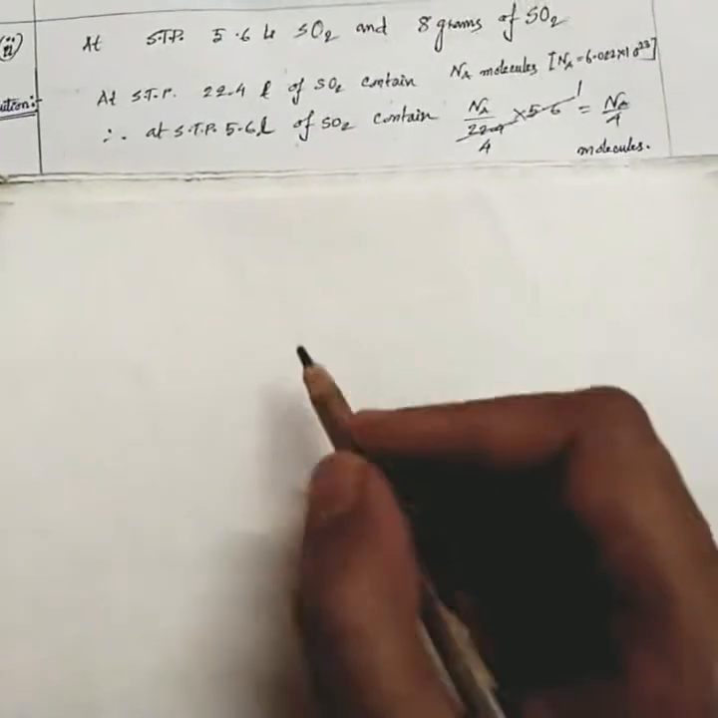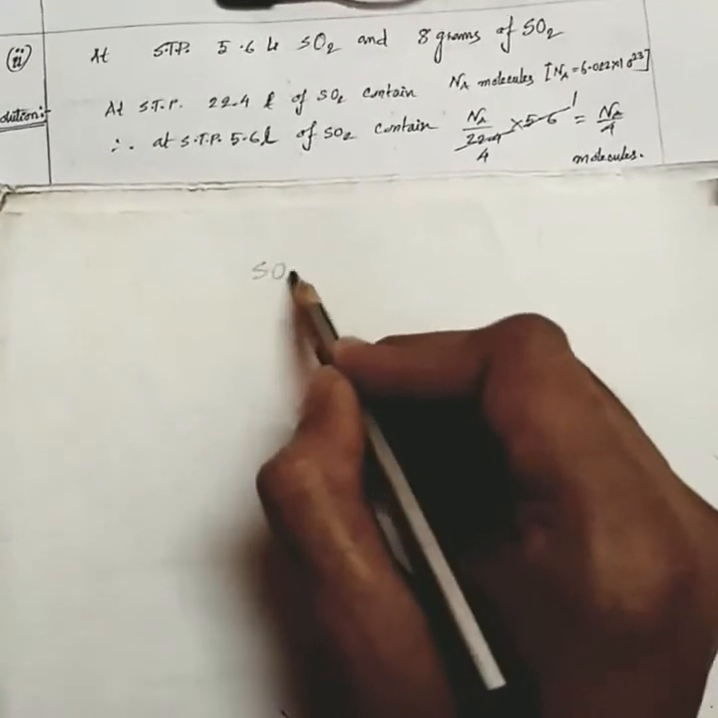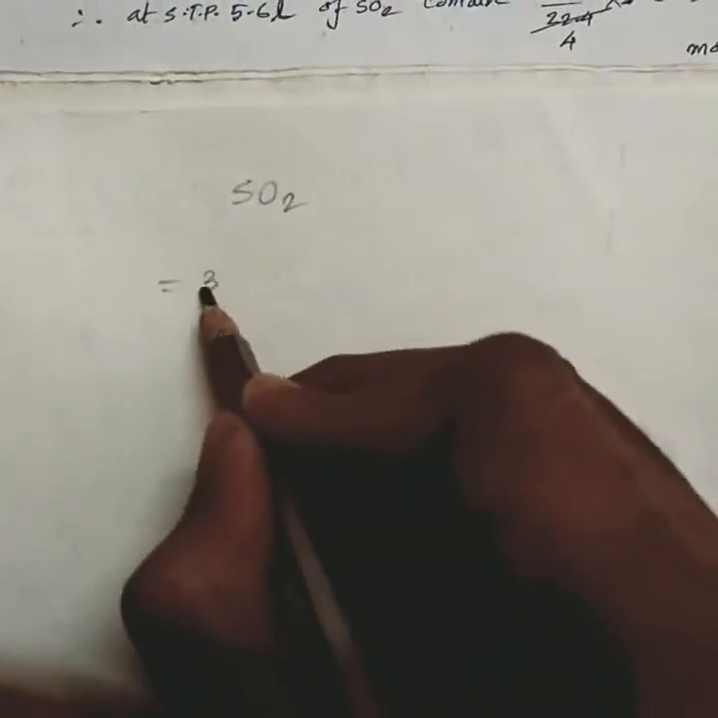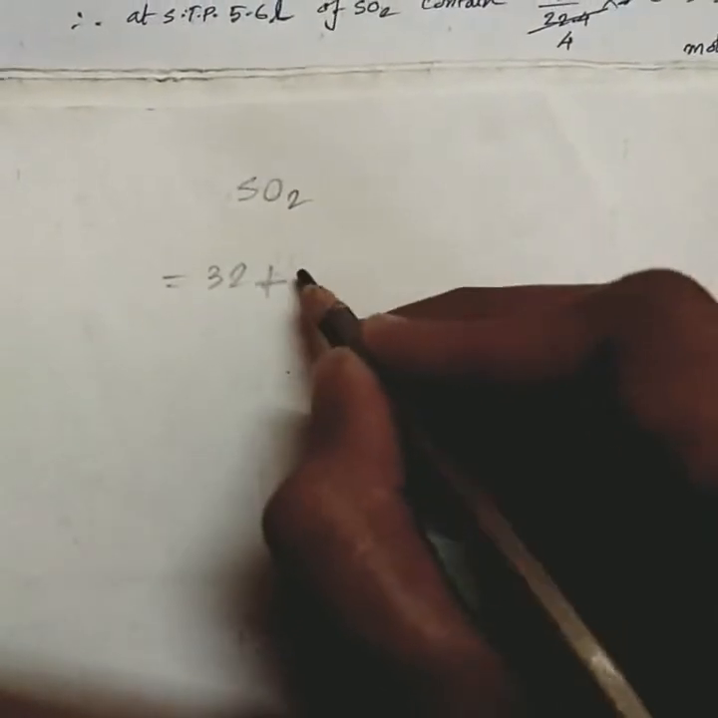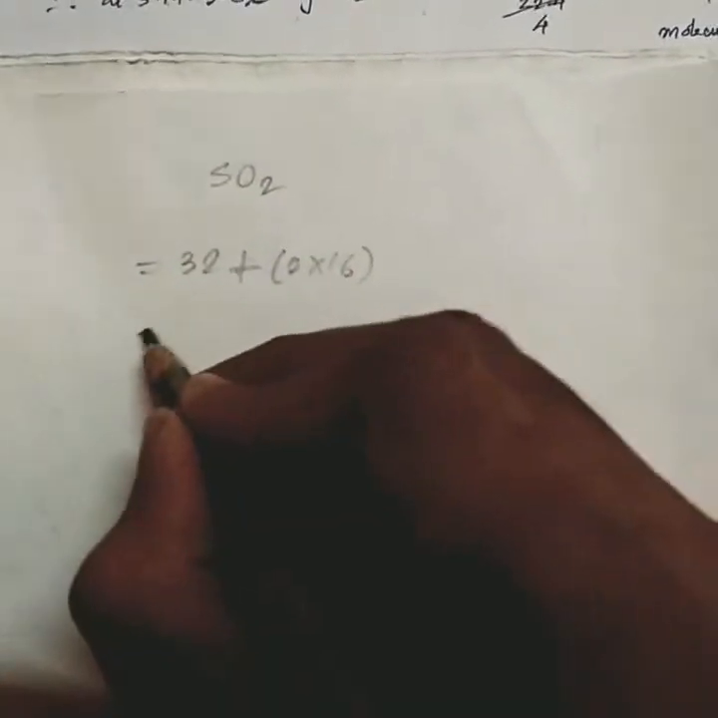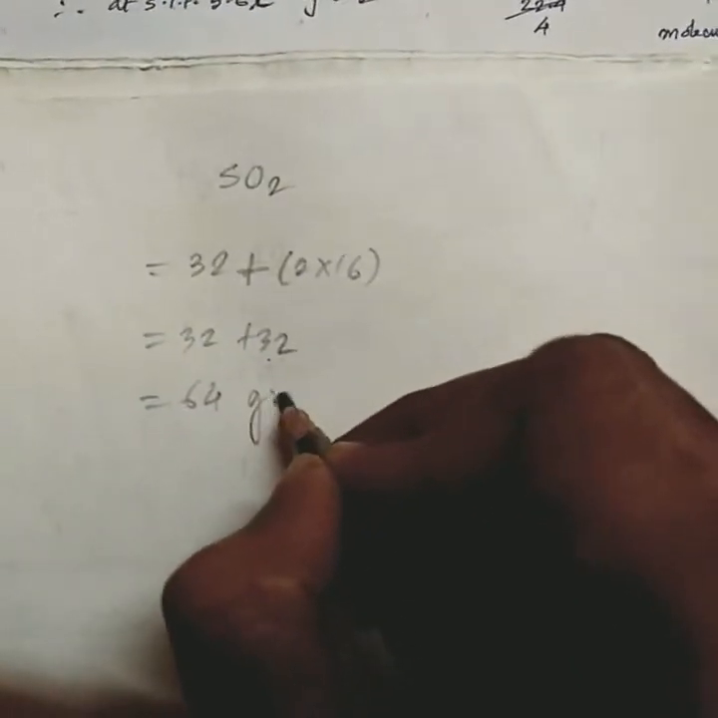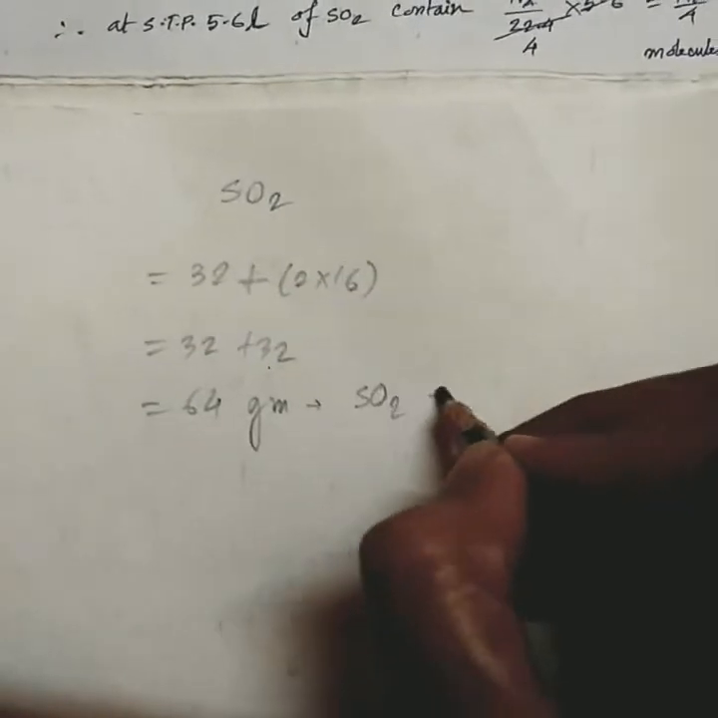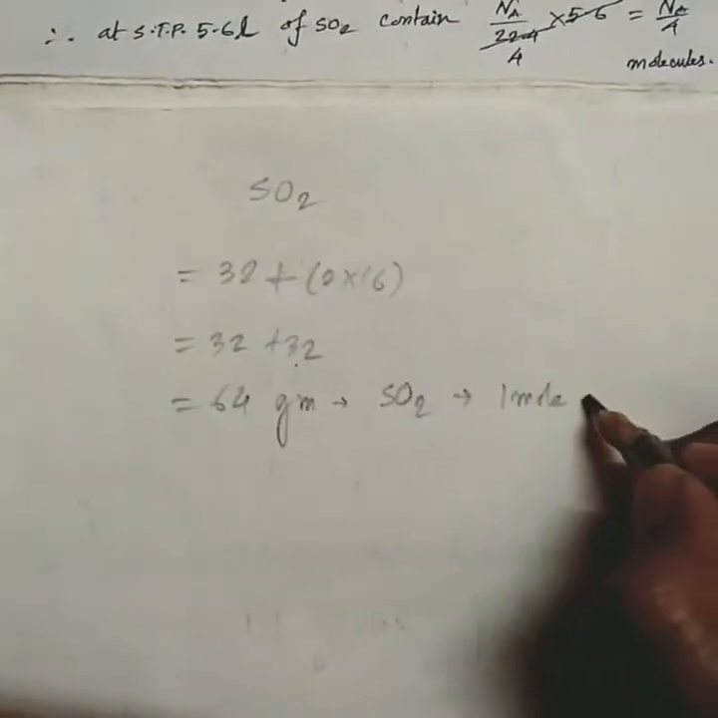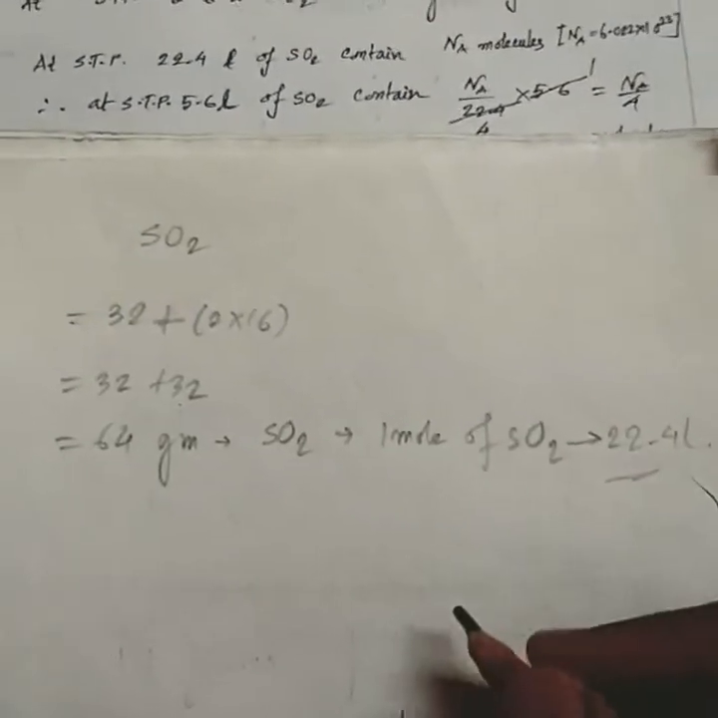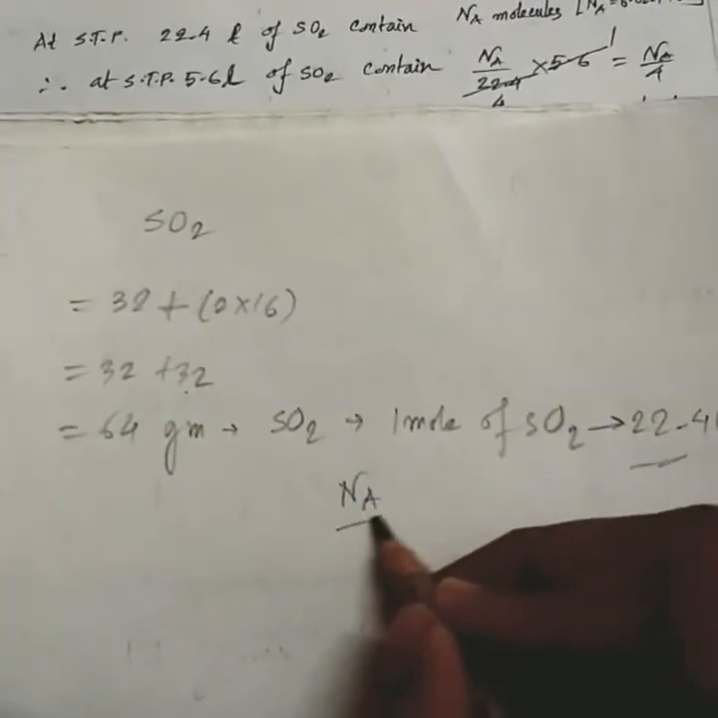So let us first find out a few things. For sulfur dioxide, what is the molecular mass? You know that the atomic mass of sulfur is 32 and that of oxygen is 16, so this makes it 32 plus 32, that is 64 grams. This 64 grams of sulfur dioxide is nothing but 1 mole of sulfur dioxide. And what is its molar volume? The molar volume is 22.4 liters. And how many molecules does it contain? It contains Avogadro number of molecules, right?